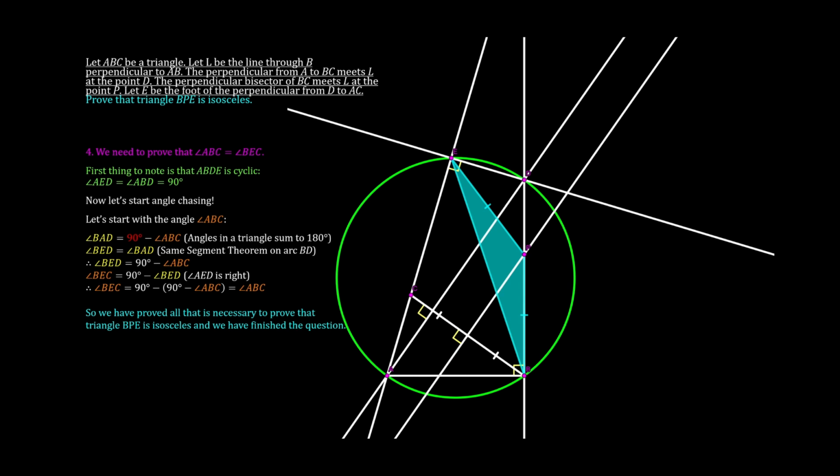The reason why I kept angle chasing for last is because often you can waste a lot of time just aimlessly angle chasing. When you save it to last and you have a definite thing that you need to prove, like in this example ABC equals BEC, you can often do everything a lot faster, and when you've got multiple questions to solve, speed is actually quite important. You think it's not, but if you're aiming to solve a lot of them, you really want to be quick.